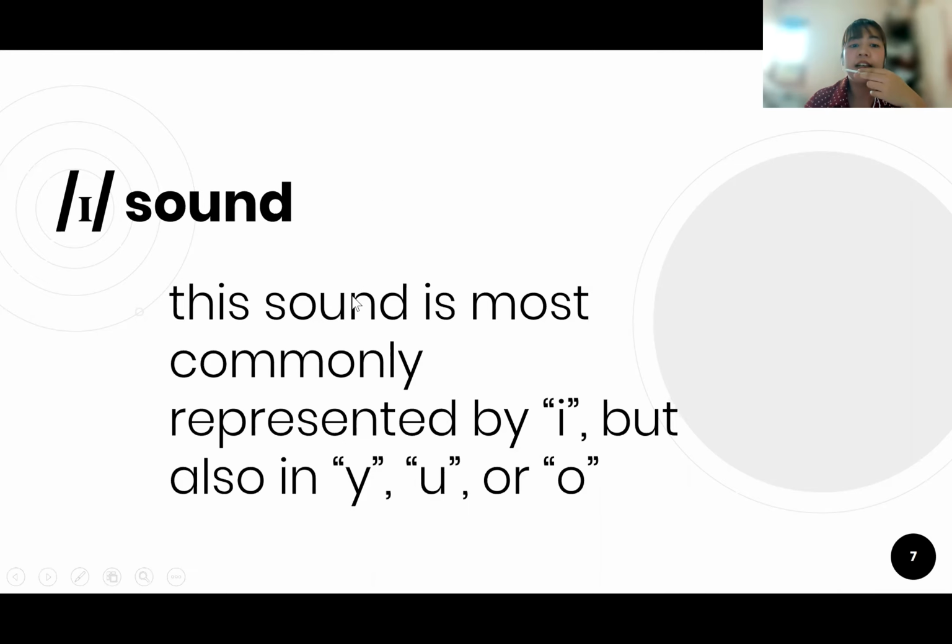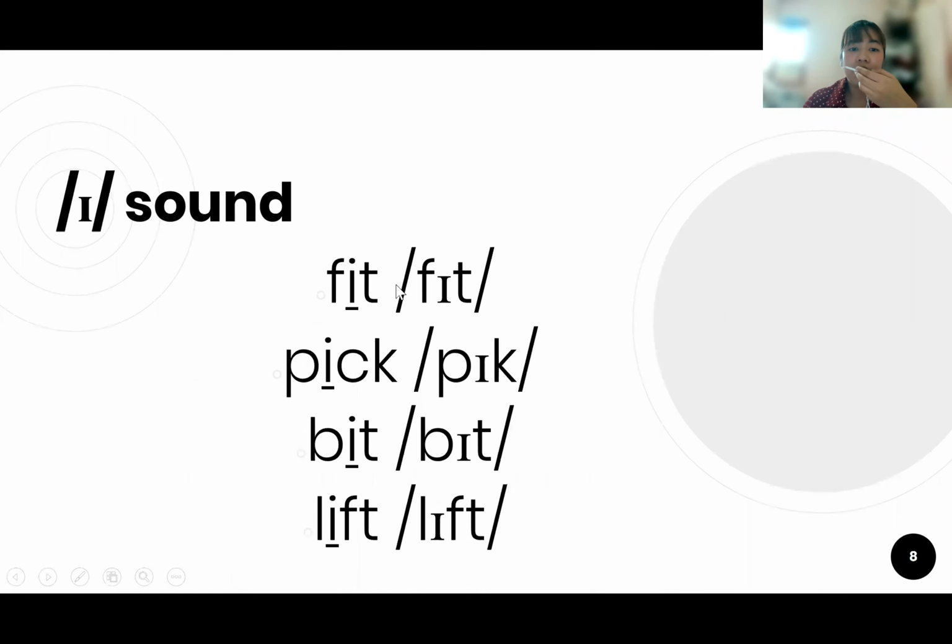It is just a short I. This sound is most commonly represented by the letter I, but it could also be produced with the help of the letters Y, U, or O. So again, this is the short I, or the barred I, that we call that sound. So E. E as in fit, E as in pick, bit, and lift. As you can see here on the right side of each word, we have the slashes. This is what we call the IPA transcription.